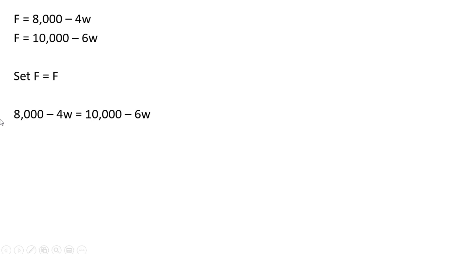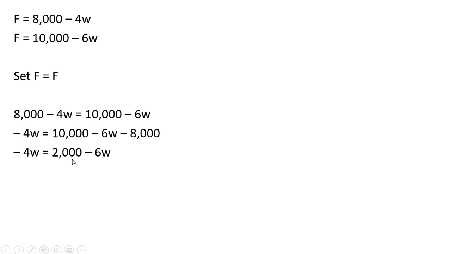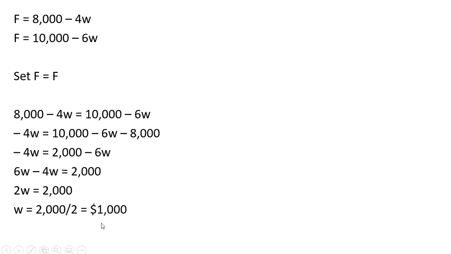I'll first subtract 8,000 from each side. 10,000 minus 8,000 leaves us with 2,000. Now add 6W to both sides. The left-hand side here will now be 2W, and dividing through by 2, the wage is $1,000.